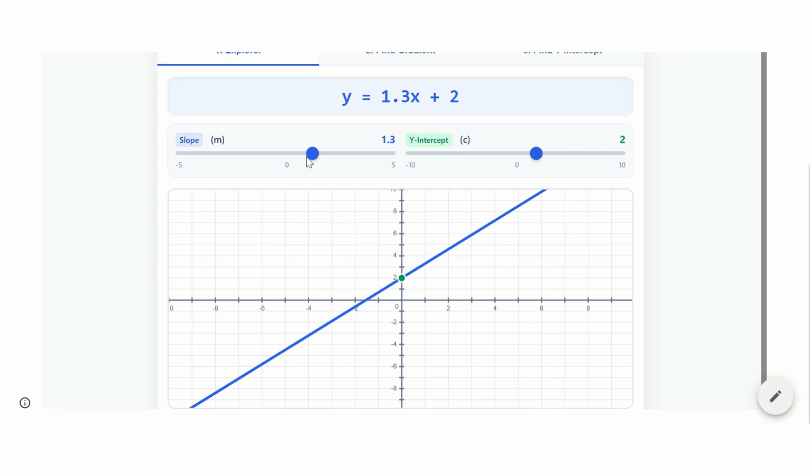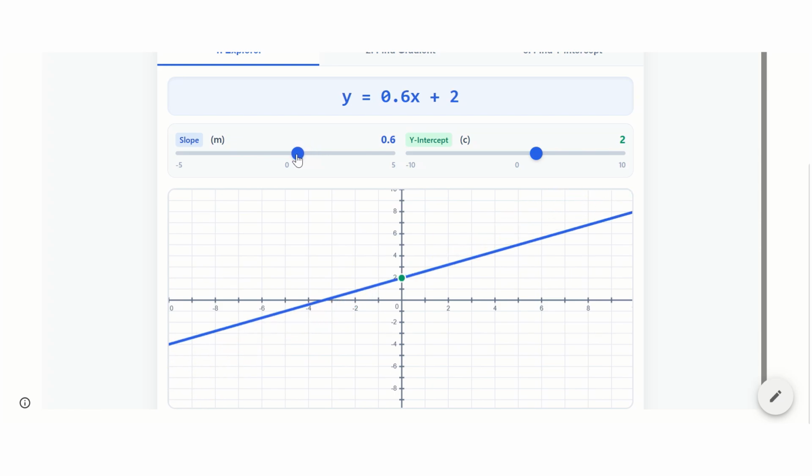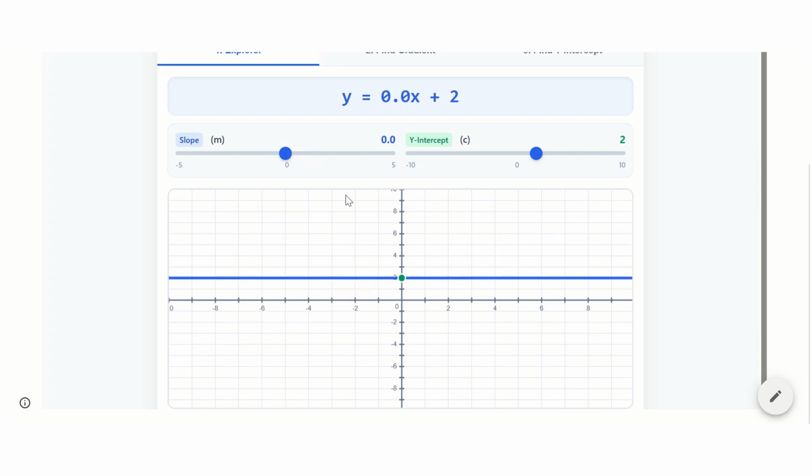So what does the slope of a straight line mean? The slope of a straight line is how steep the line is, the steepness of the line. I'm going to vary this letter m and let's see what happens. Currently, the slope is 1.3. If I decrease it until it becomes 0, can you see that the slope is 0? That means 0 steepness, so it's a horizontal line.